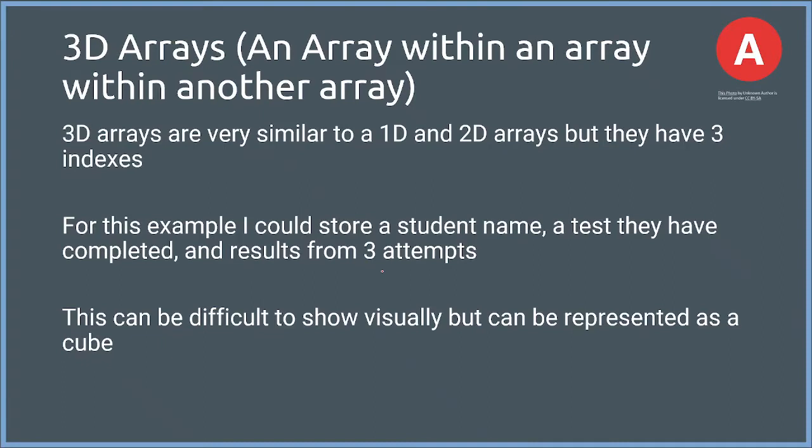Right, this is the A-level content now, looking at three-dimensional arrays. If you are part of the GCSE, we are going to demo this in Java itself. If you just hold on, you'll be able to see that there. Right, 3D arrays are very similar to 1 and 2D arrays, but they have 3 indexes rather than 2 or 1. So for this example, I could store a student name, a test they've completed, and the 3 attempts. Now this can be difficult to show visually, but you can usually represent this as a cube or a cuboid.